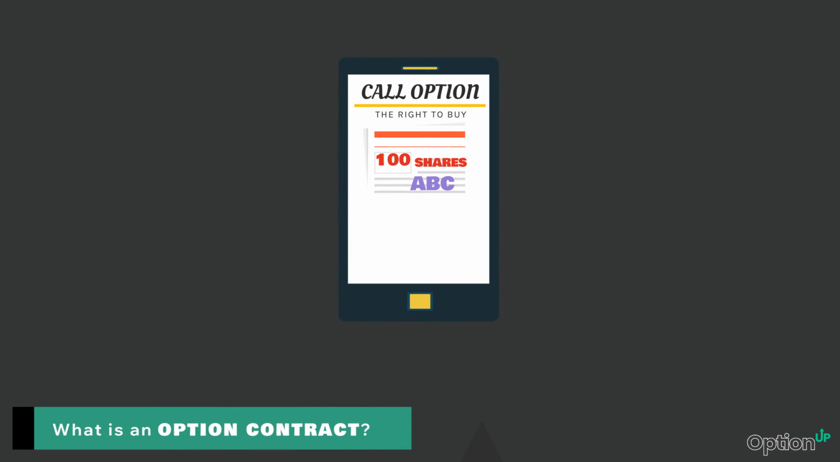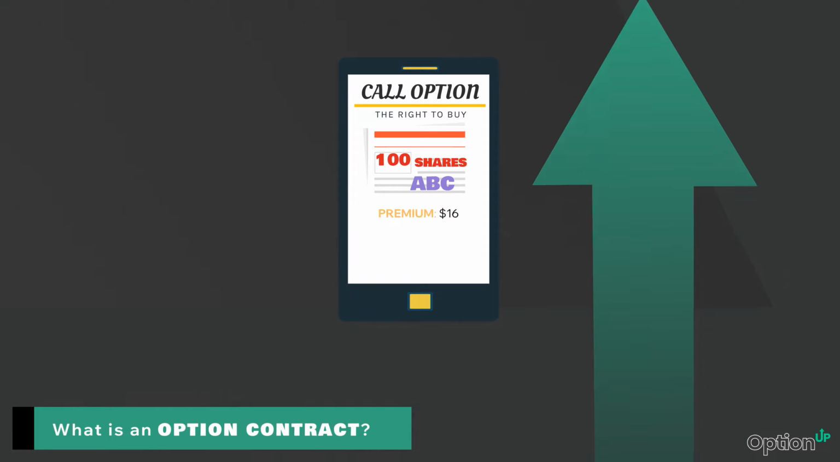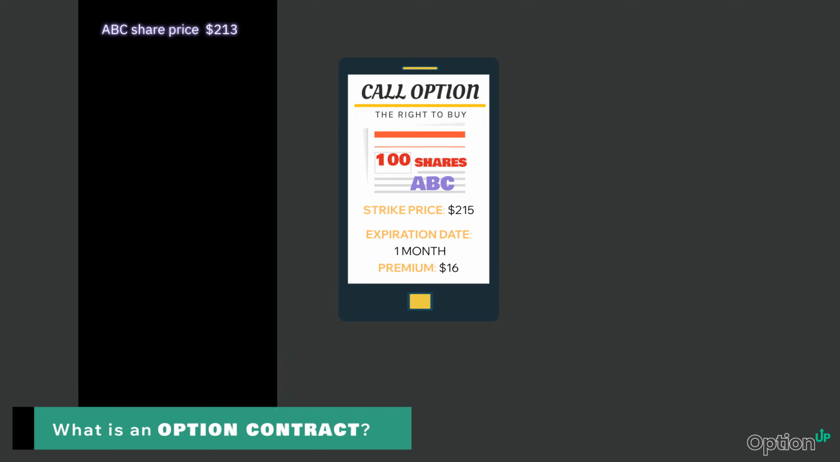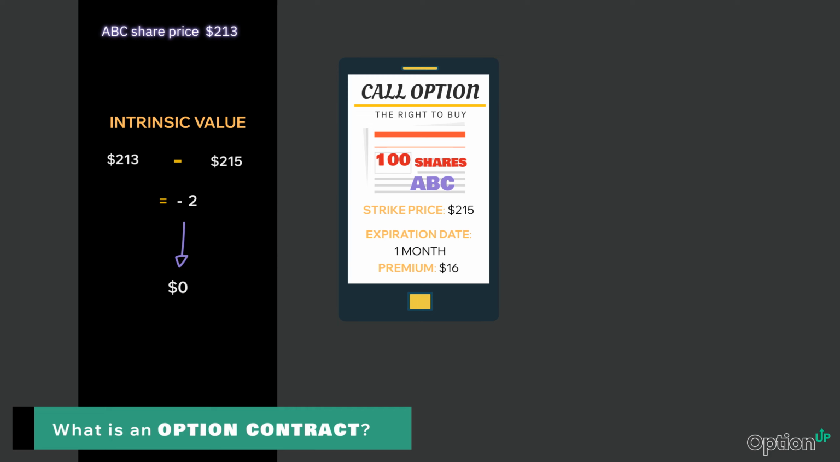In this example, the price or premium of the call option contract is $16 for a $215 strike price for 1 month. The current value of the stock is $213. The intrinsic value is the current stock price minus the strike price, which equals -2. Any negative value means that the intrinsic value of the contract is 0, and the option is considered out of the money. If the intrinsic value is 0 and the contract price/premium value is $16, the time value equals $16 too, because without intrinsic value it makes up the entire premium amount.